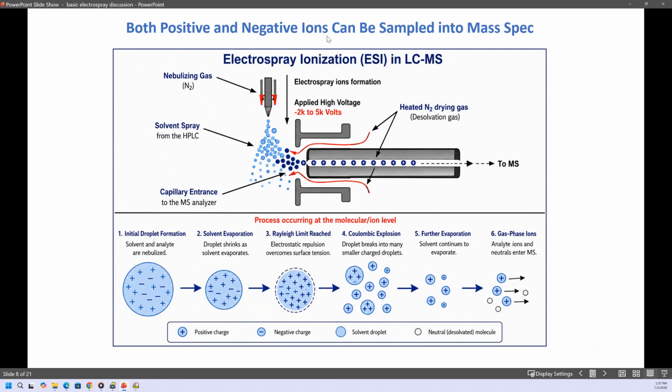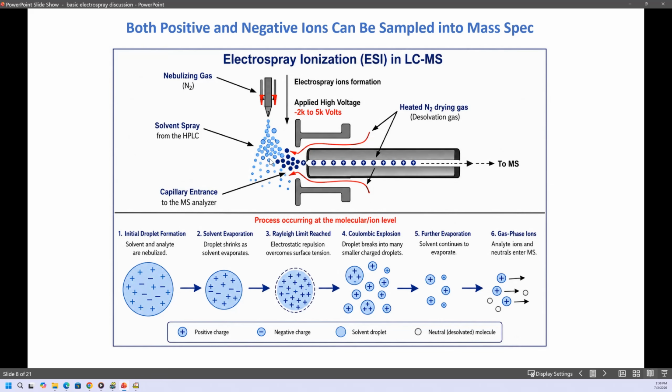Both positive and negative ions can be sampled into the mass spec. But somehow we have to turn liquids into ions, and they do this by using a nebulizing gas to make an aerosol, and that's heated. But they also use a high voltage with respect to the front of the instrument of about 2 to 5,000 volts, and that helps make the aerosol. Between that, and we're also at atmospheric pressure, so collisions with gas molecules, nitrogen usually in here, will cause the droplets to be formed and just break up.